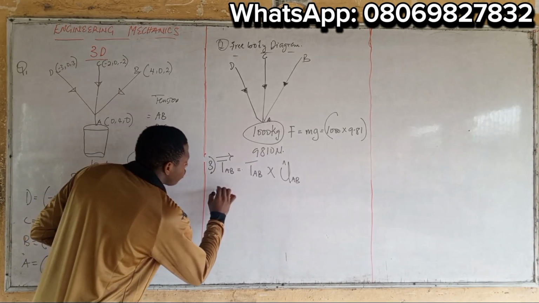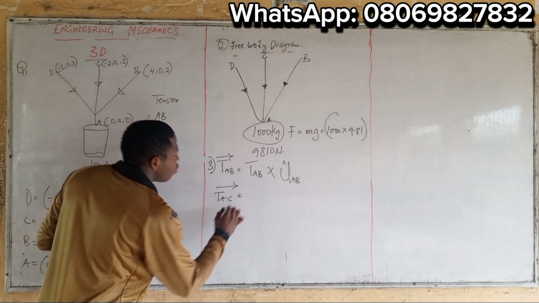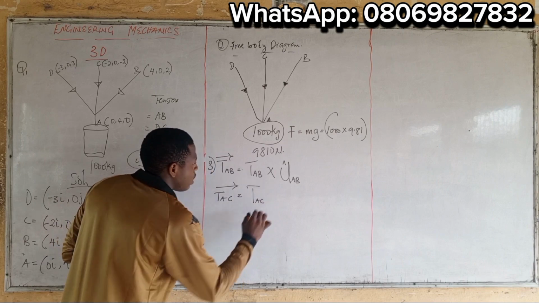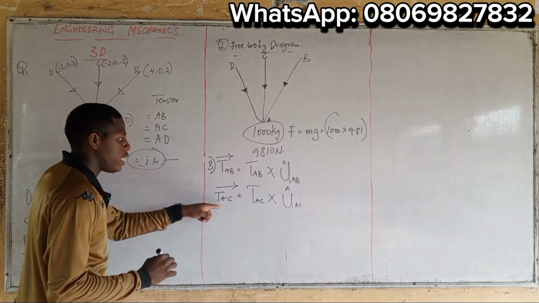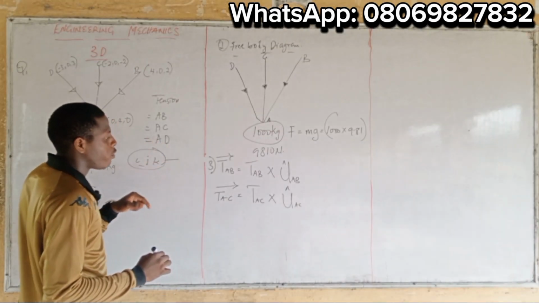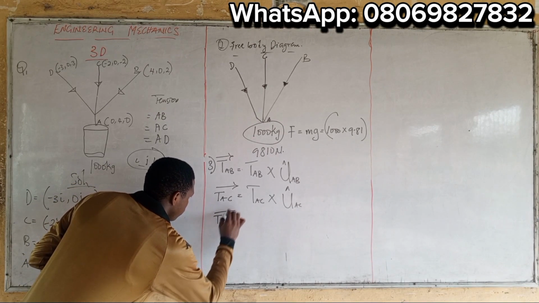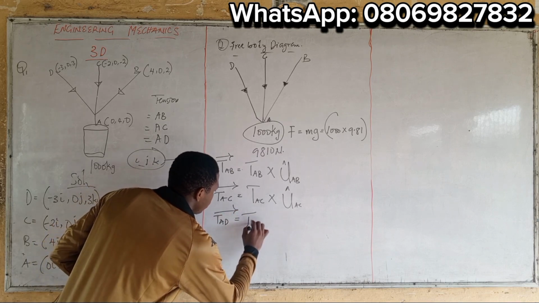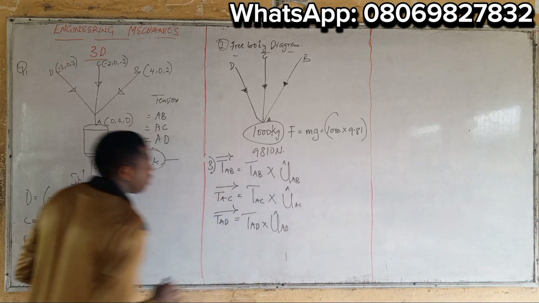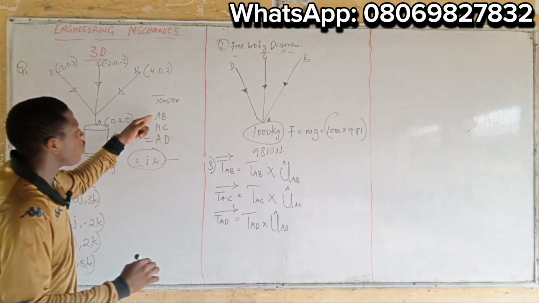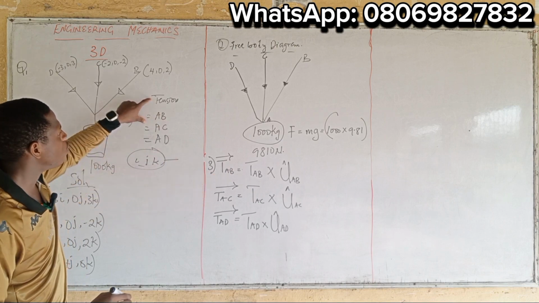Now the next one is the vector form for the tension AC. TAC is equal to TAC multiplied by your unit vector AC. The last one is AD. The vector form for TAD is equal to tension AD multiplied by unit vector AD. So this is the vector form for each of your tensions given. You can use this to start calculating for your tension given.